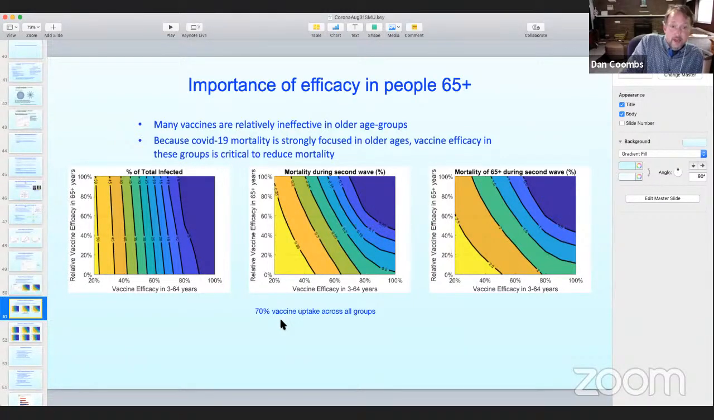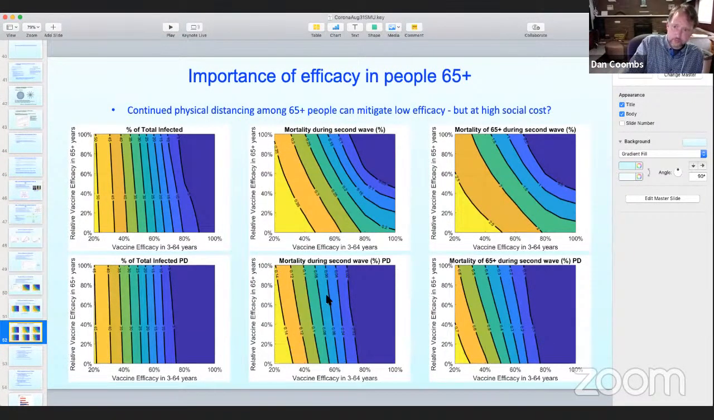So if that's a factor, then now plotting the vaccine efficacy in people over 65 and the vaccine efficacy in everybody else, we start to see that mortality is actually more controlled by the efficacy in the over 65s, even though the efficacy in the under 65s will be largely controlling the transmission to those people. Although you can mitigate that by having the people over 65 continually socially distance themselves, but then you have to ask questions about the social costs of this.